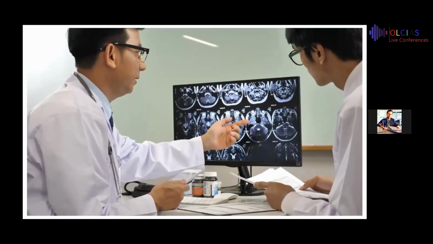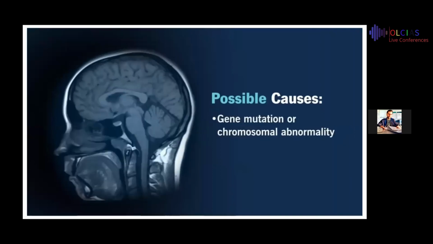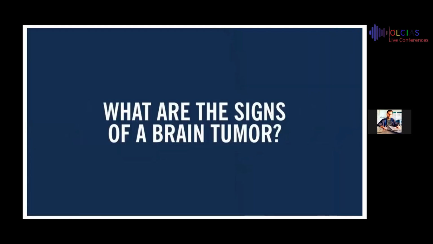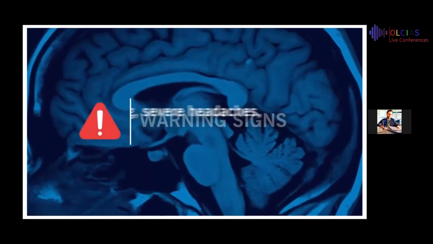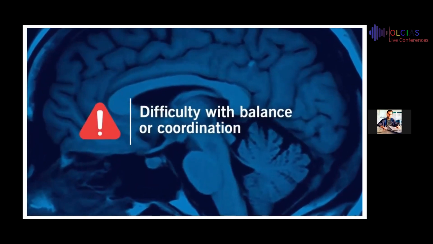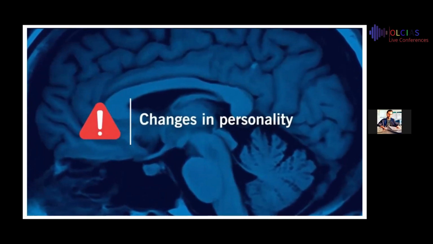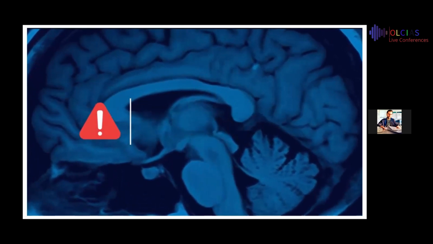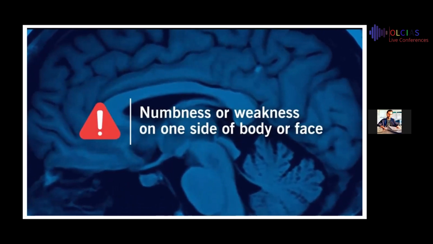Doctors aren't exactly sure what causes most brain tumors. Possibilities include a gene mutation, a chromosomal abnormality, or exposure to radiation. Some major warning signs include ongoing severe headaches, especially in the morning, difficulty with balance or coordination, speech difficulties, changes in your personality, bumping into things due to vision loss, seizures, and numbness, weakness, or tingling in one side or part of your body or face.